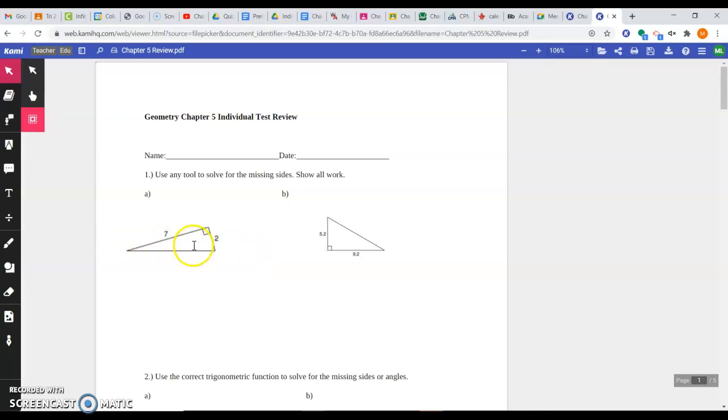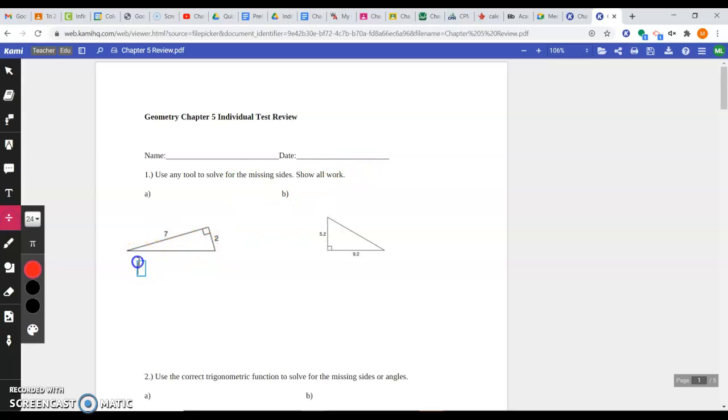But what I'm going to do here is I see a right triangle with one missing side, and so I'm going to use the Pythagorean theorem on both of them. And so looking at that, the Pythagorean theorem again is a squared plus b squared equals c squared, where a and b are your legs and c is your hypotenuse.